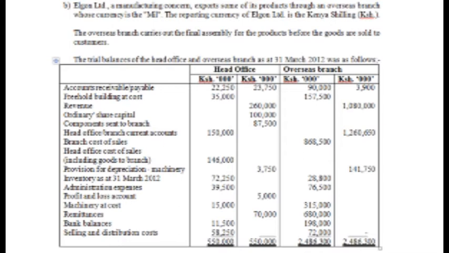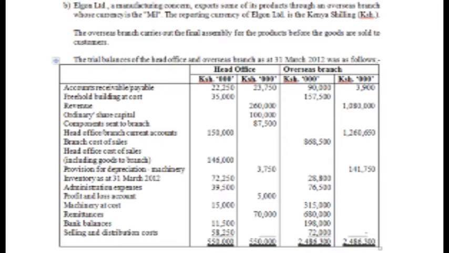The trial balances of the head office and the overseas branch as of 31st March 2012 were as follows. We have been given the head office, we have been given the overseas branch. There's accounts receivable, stock payable, there's a freehold building at cost, we have revenue, we have ownership capital, we have the components we have sent to the branch, we have the head office branch current accounts, we have the branch cost of sales, we have the head office cost of sales, including goods to branch.